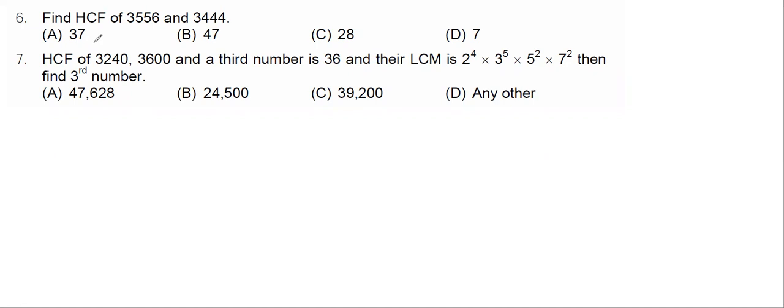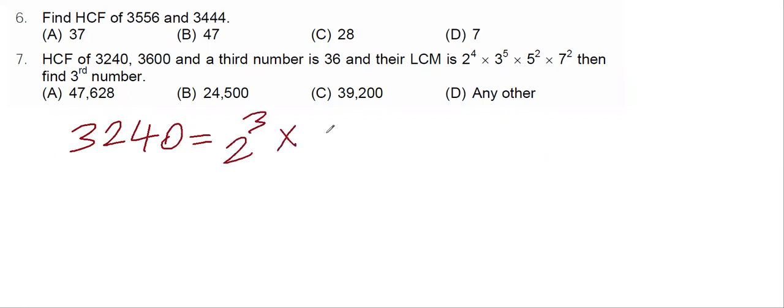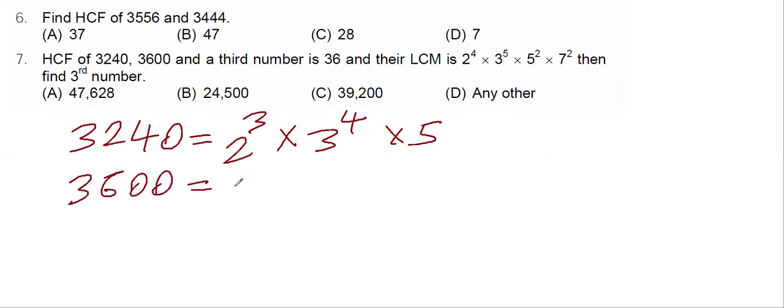Okay, so it says find the HCF of 3240, 3600, and the third number is 36. Okay, so 3240 factors will be what? It will be 2 cube into 3 to the power of 4 into 5. That will be the factorization of 3240. Factors of 3600, that will be 2 to the power of 4 into 3 square into 5 square.